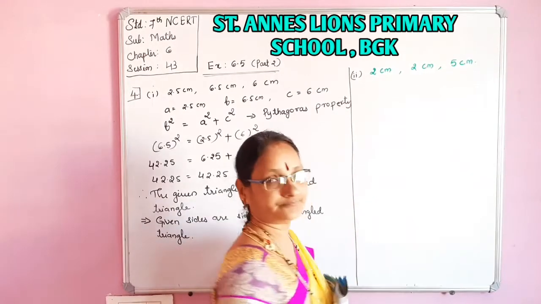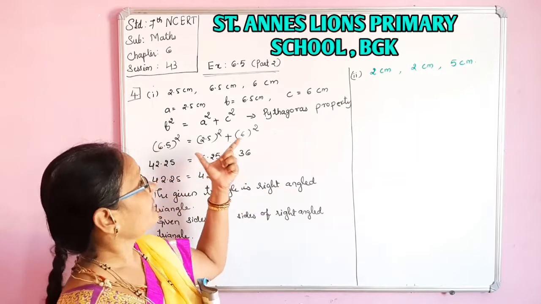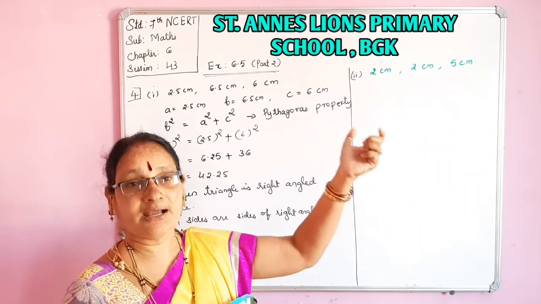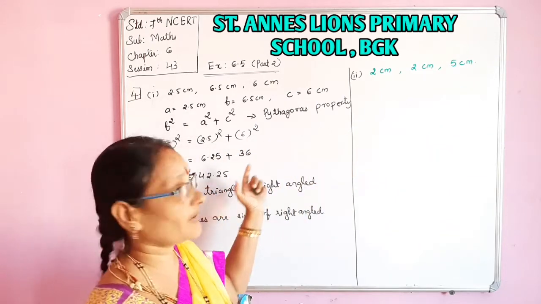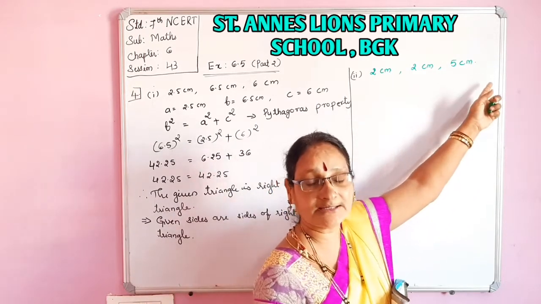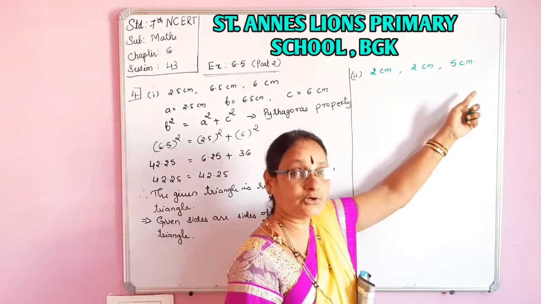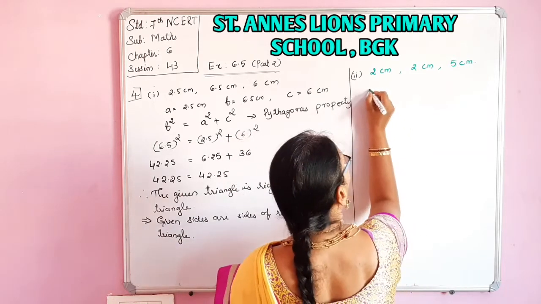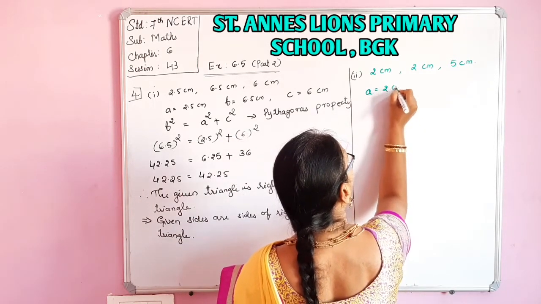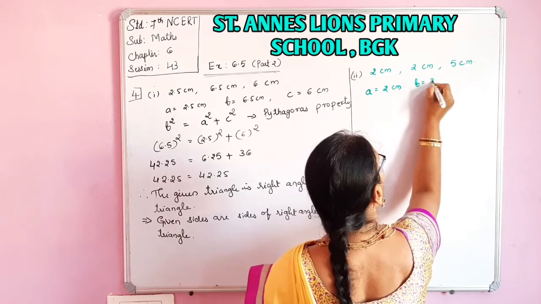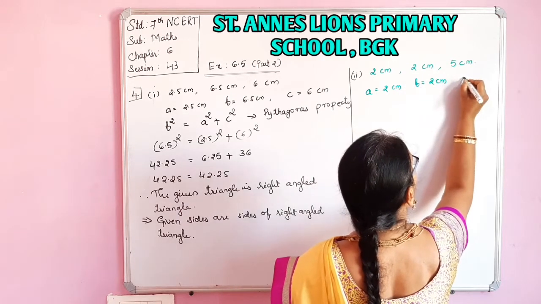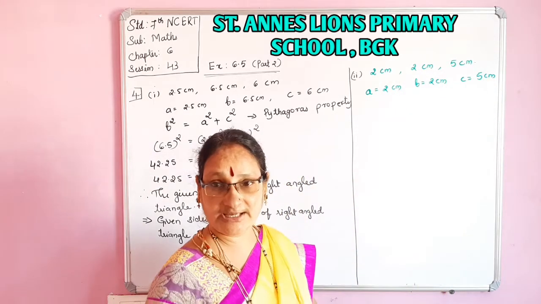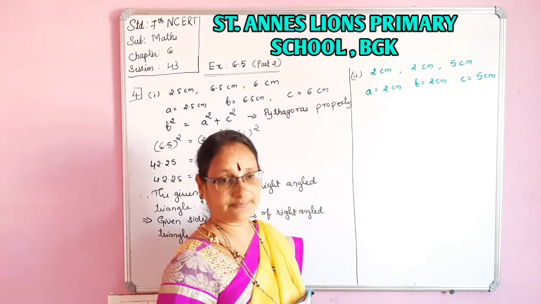Okay. The same way, second one. See here the sides are 2 centimeter, 2 centimeter, 5 centimeter. As I told you in the previous problem, which is the biggest side here? 5 centimeter is the biggest side. So we have to consider that as the hypotenuse. Now here see, A is equal to 2 centimeter, B is equal to 2 centimeter and C is equal to 5 centimeter. Now which is the hypotenuse here? C, that is 5 centimeter.